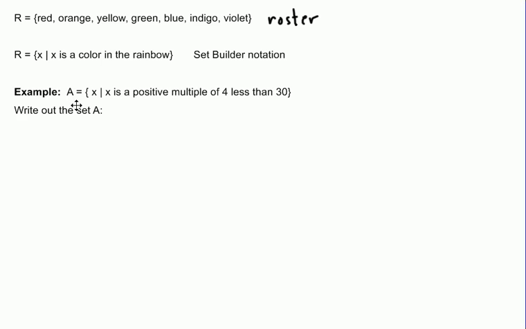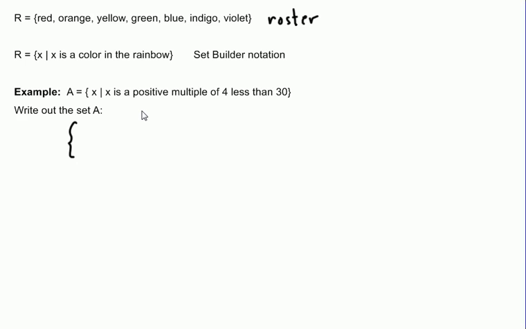So here's an example of something you might see and be asked to do. A is the set of all x's such that x is a positive multiple of 4 less than 30. So now they want us to write the set out. So now we need to understand what the set builder notation means. Positive means non-zero, or non-negative?